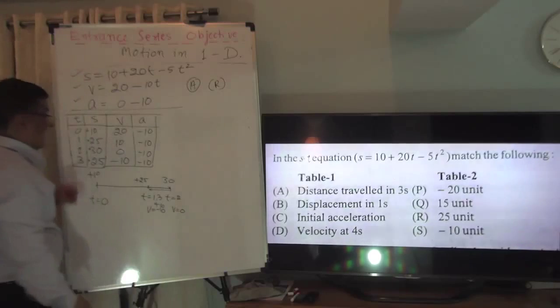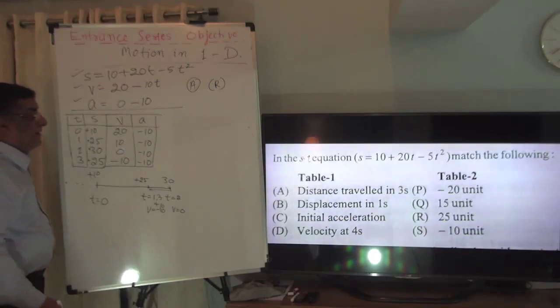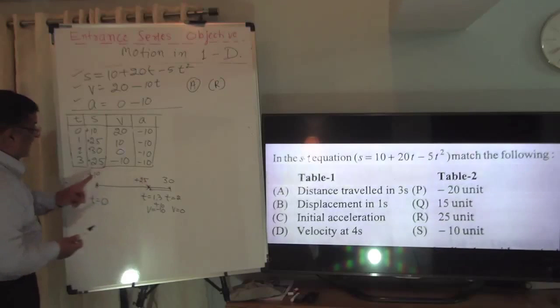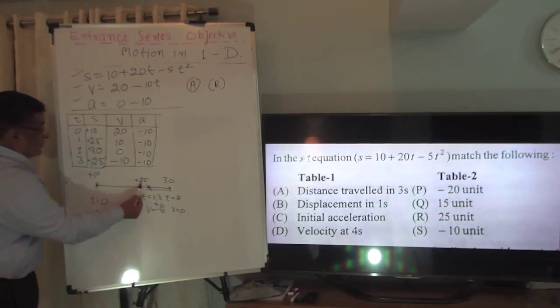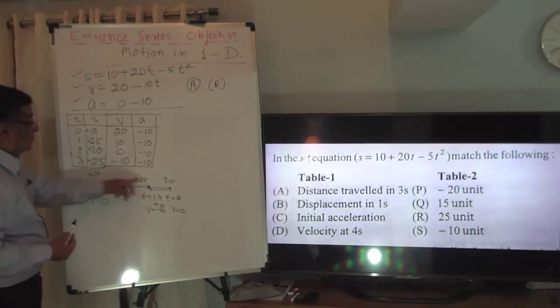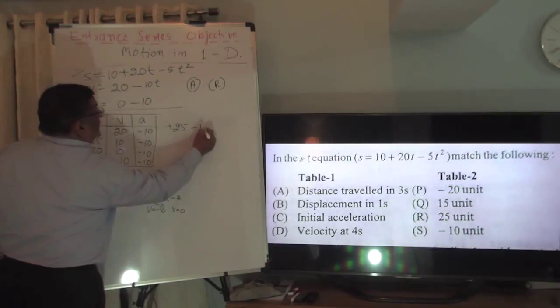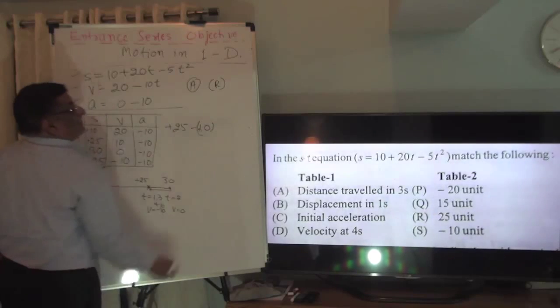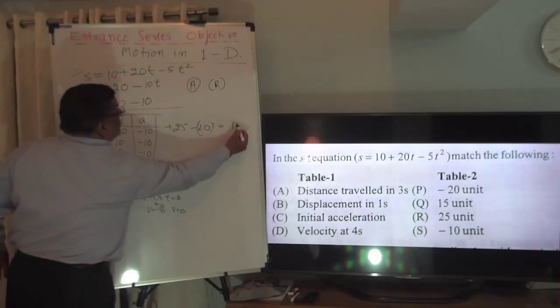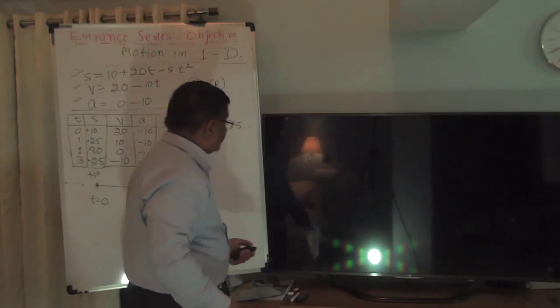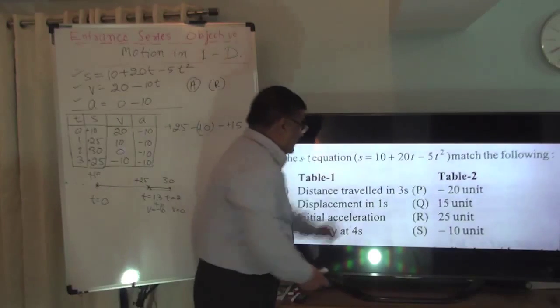Then for second, displacement in 1 second. Here is the initial position, t is equal to 0. Here is t equal to 1. So the displacement is how much? Final position minus initial position. Final position is 25, initial position is 10. So 25 minus 10, this is equal to plus 15. So displacement is plus 15.